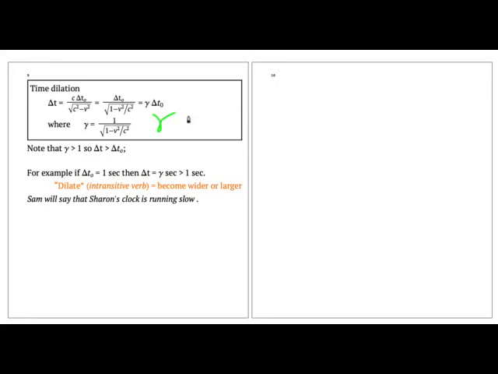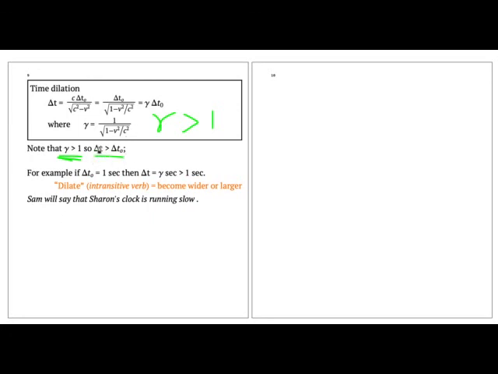Now, gamma is always greater than 1, because 1 minus v squared over c squared will be a number less than 1. And if you divide 1 by a number less than 1, you get a number greater than 1. So gamma is always greater than 1. So delta t is larger than delta t0.